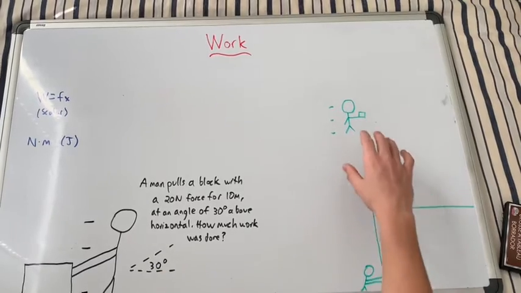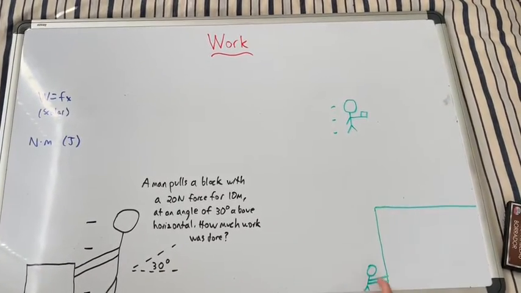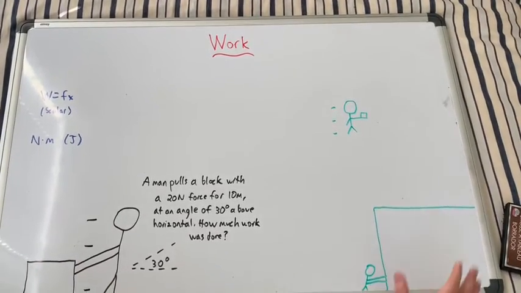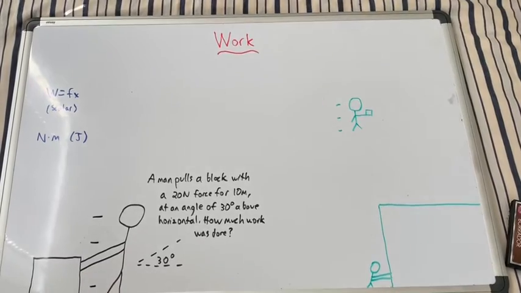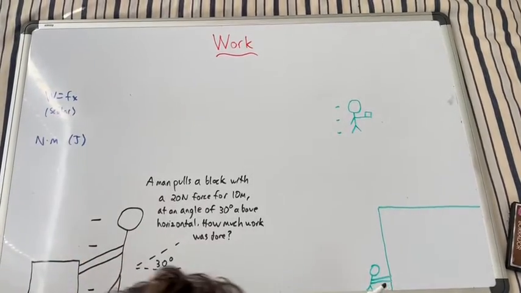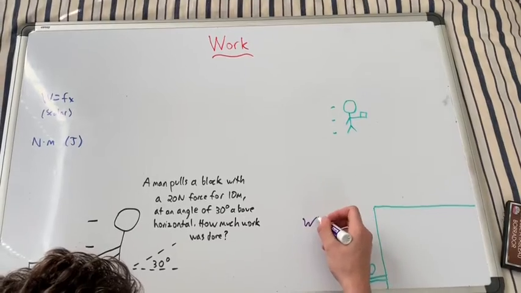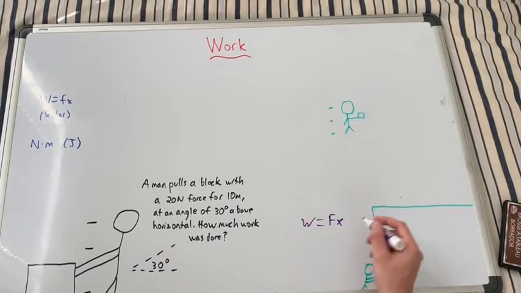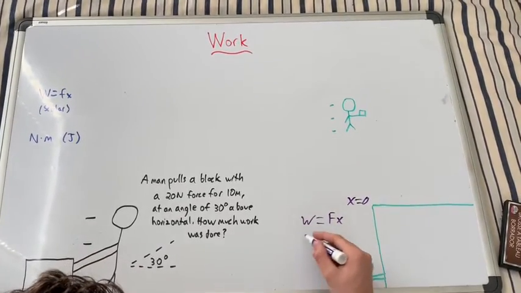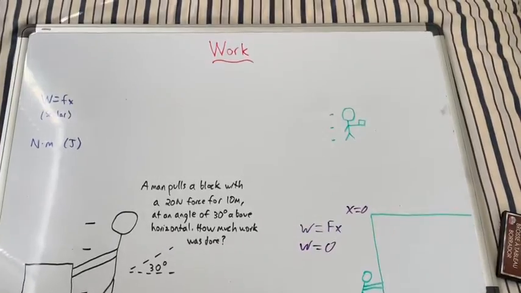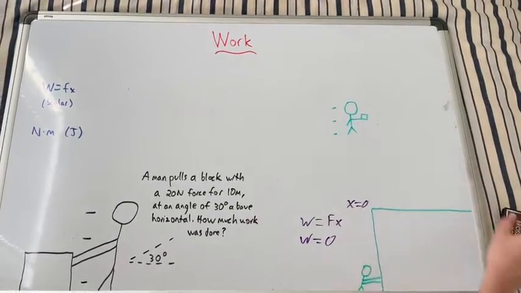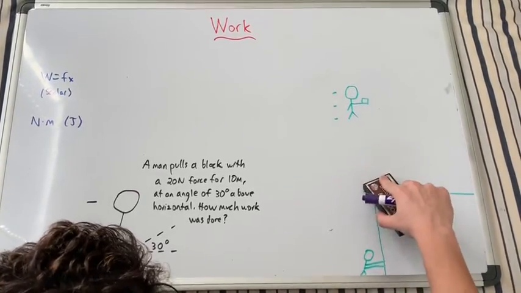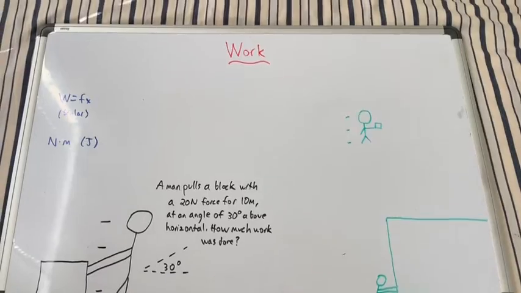So in this example over here, we have a man applying a force to a large wall, and the wall is not moving. So in this case, if we do our equation over here, the work is going to equal the force times the displacement, but since the displacement x equals 0, then the work equals 0, and there's no displacement and there's no work.